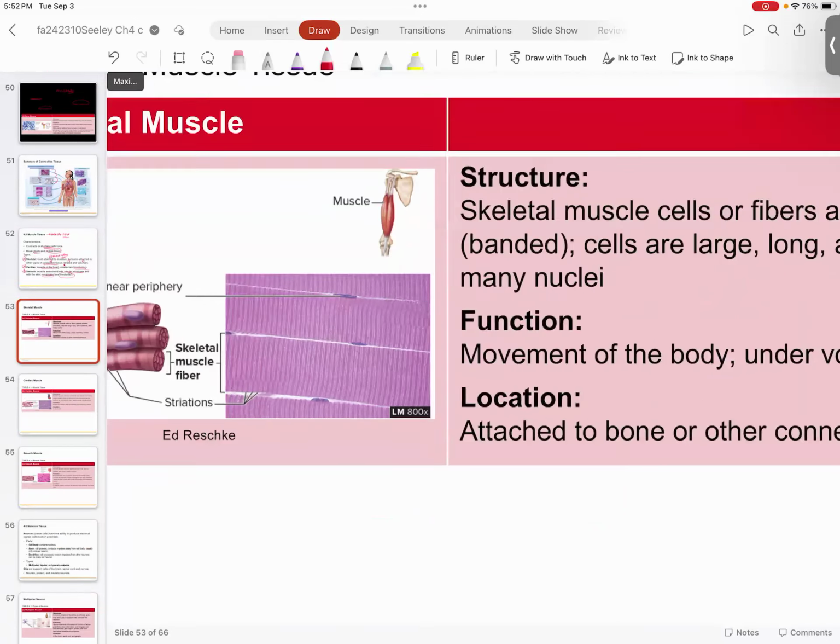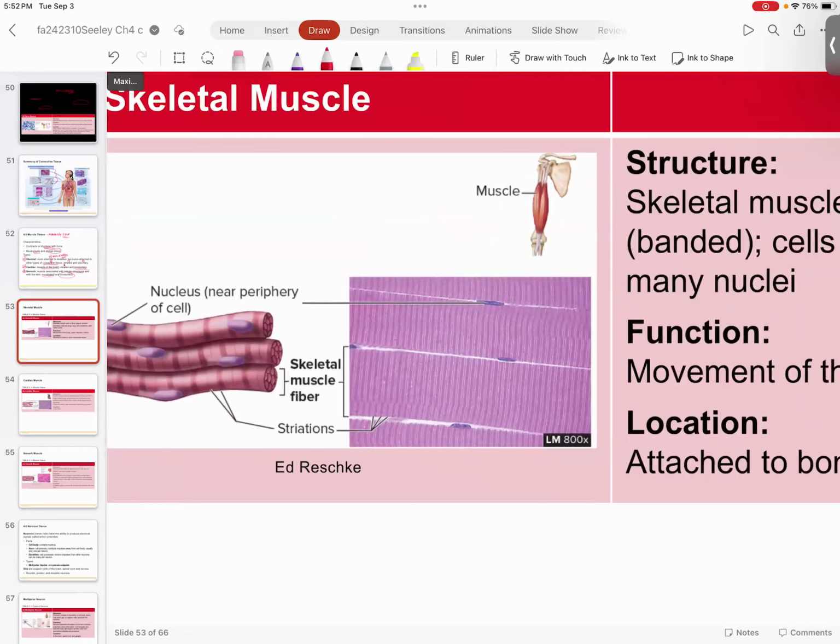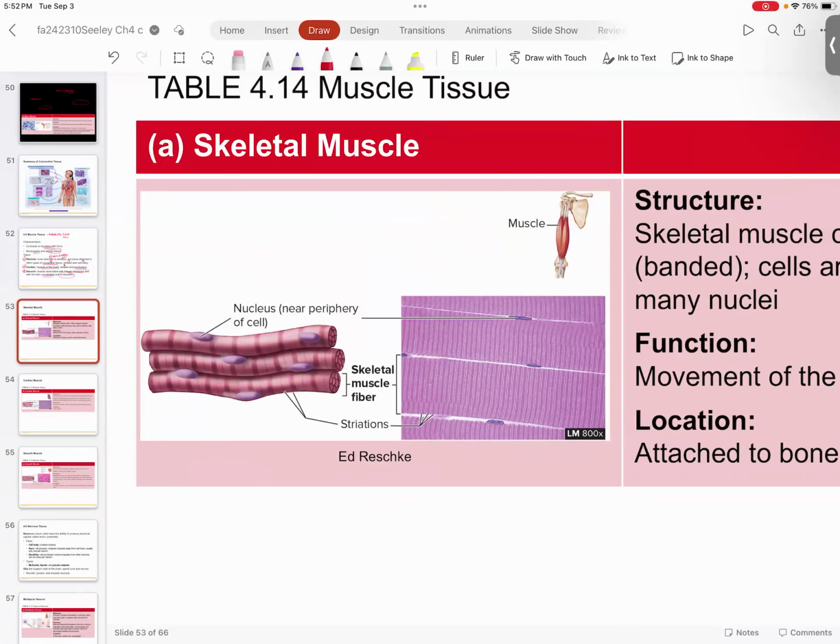So this is kind of what skeletal muscle looks like. This is a very classic look for skeletal muscle. You can see they're long and cylindrical.